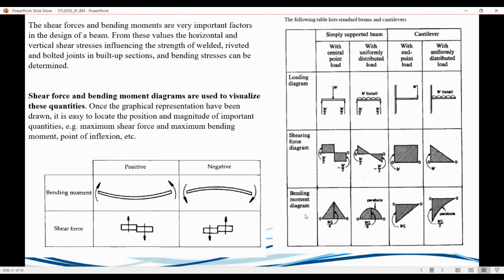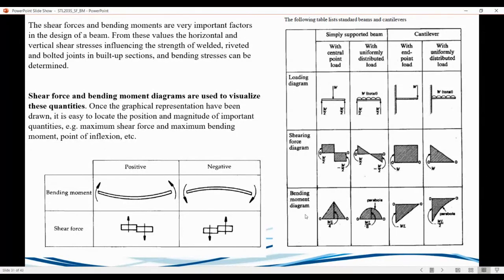And also what is important, we're able to locate the position and magnitude of the maximum shear force and the maximum bending moment, along with points of inflection or points of contraflexion as well. So just standard notation of what's happening. A positive bending moment will make a beam bend upwards. A negative bending moment will make it bend downwards. You get the idea there, right?